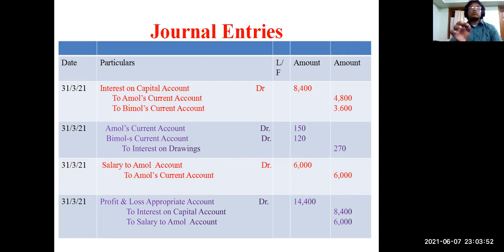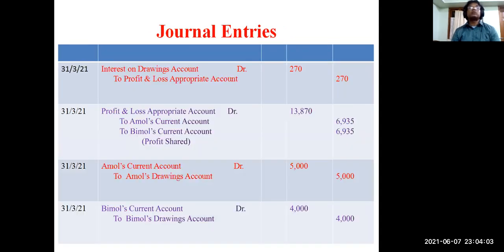But interest on drawings is again left now. It will be passed into the P&L appropriation account. It is a gain for the firm. So how to pass that? You see, interest on drawings account debit to profit and loss appropriation. I mean, it's wrong actually. It should be appropriation account, right?